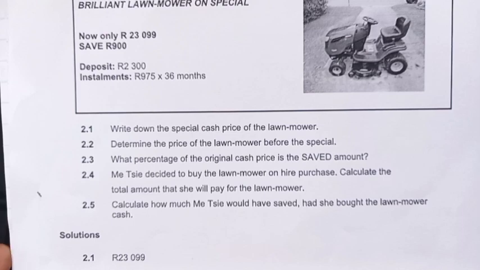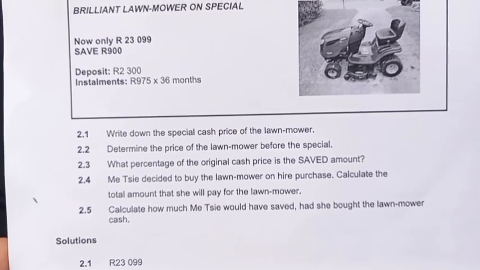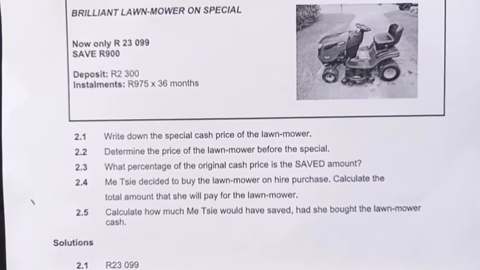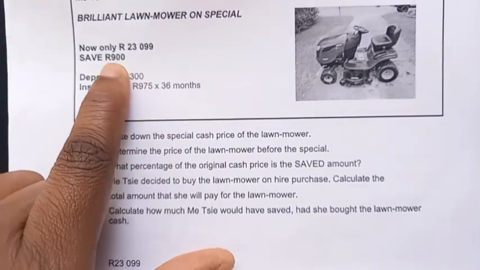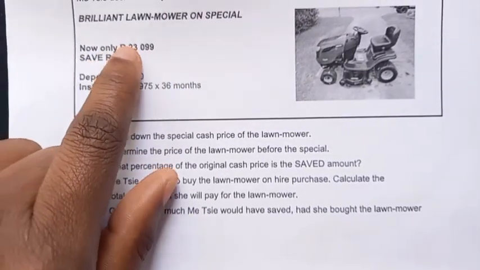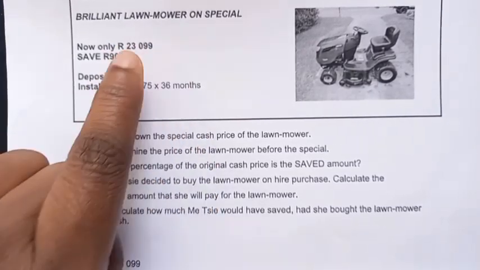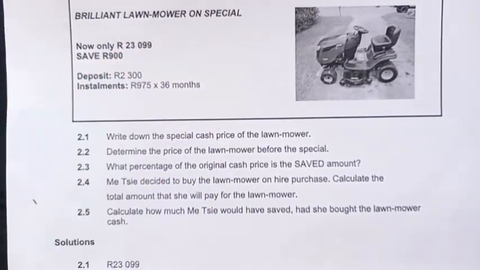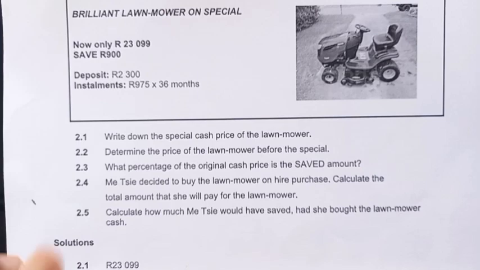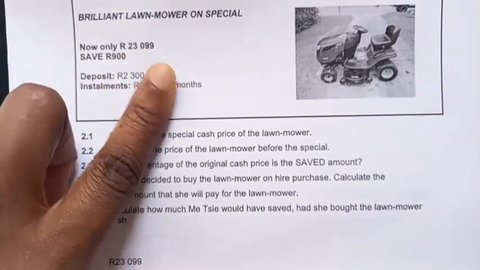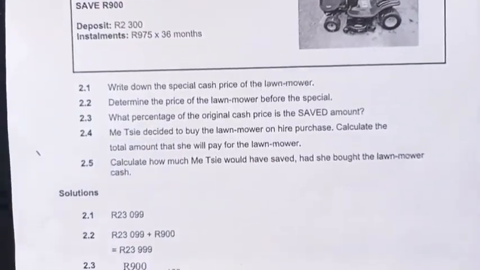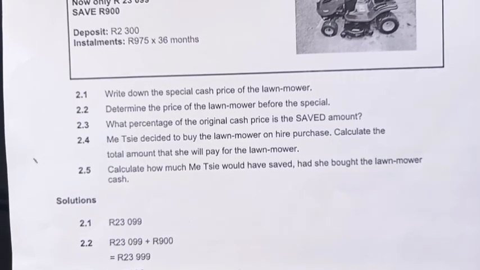Then it says determine the price of the lawnmower before the special. Now they're saying if this lawnmower was not on special, how much would we be selling it for? So this discount would not have happened. Therefore 23,099 rand plus 900, right? Since it was taken away, let's put it back. So now it would be 23,099 plus 900. Yes, that's it. So it will be 23,999 rand.